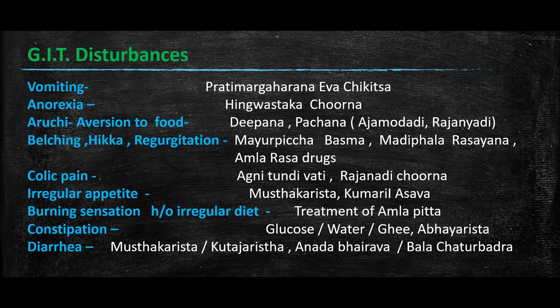Then irregular appetite, this is quite common in children. So, the drug of choice is again Mustaka Arishta and sometimes Kumari preparation can be given, because it is also a very good Deepana Pachana. So, Kumari Asava can be given or Kumari preparations can be given. Then burning sensation or irregular habitual, irregular diet, and treatment of Amlapitta should be followed.